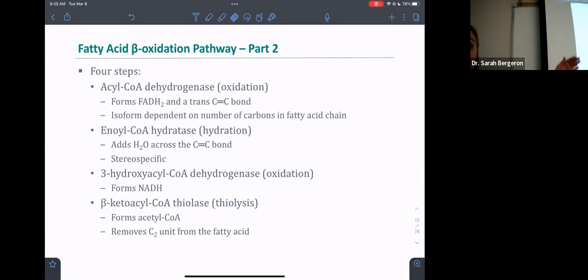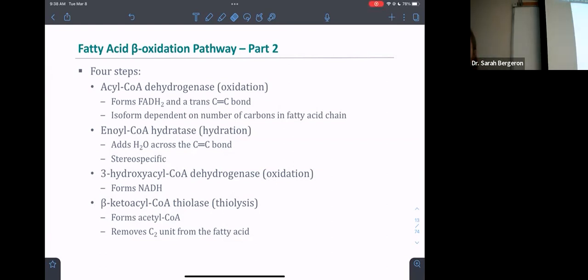Some enzymes work if the molecule is really long, some work if it's medium length, and some work if it's short. So it's isoform dependent, but you don't have to know extra names and all that. It's enough. You've got to draw the line somewhere, right? Okay, so then we're going to do the hydration.